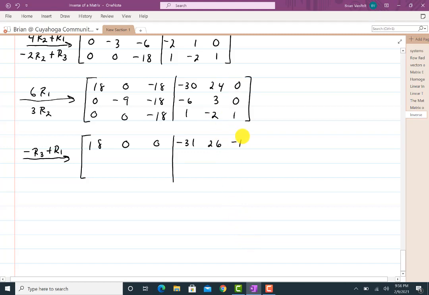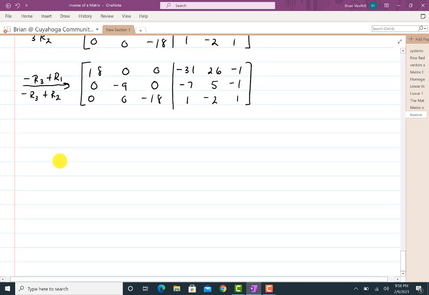And then I'm going to do negative r3 plus r2 as well. And so let's see here. Negative 1 minus 6 is negative 7. Then we have 2 plus 3 will be 5. And then negative 1 plus 0 will be negative 1. And the third row, of course, is unaffected. And now we're ready to finish it off.